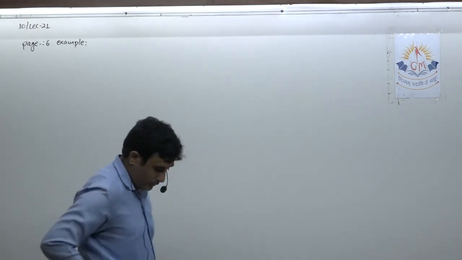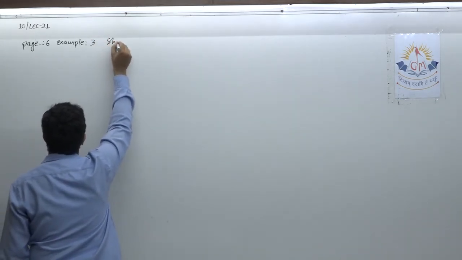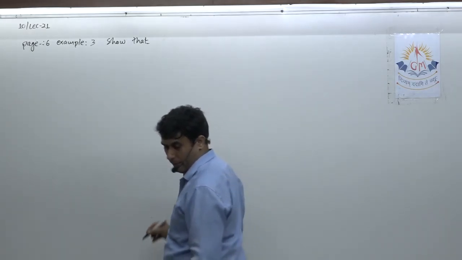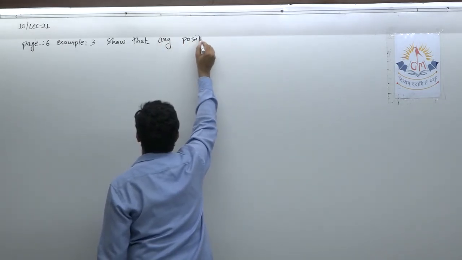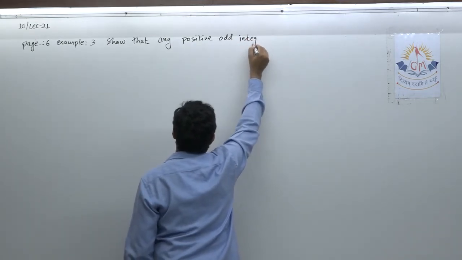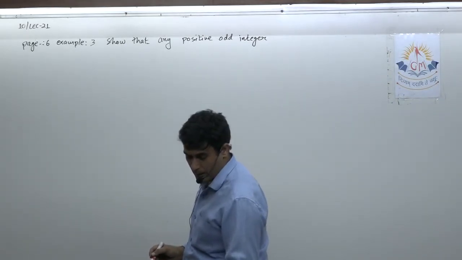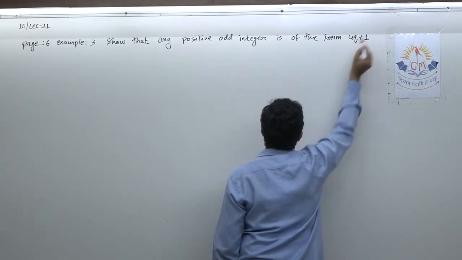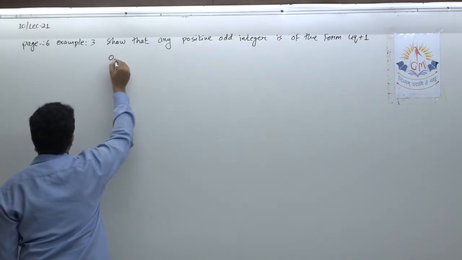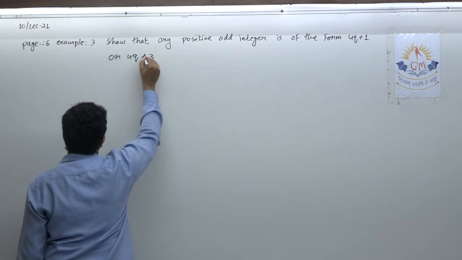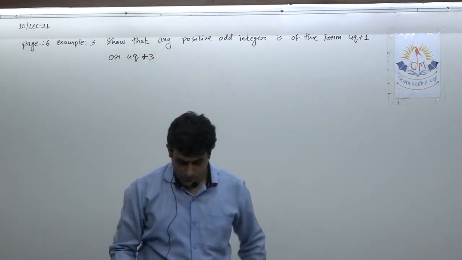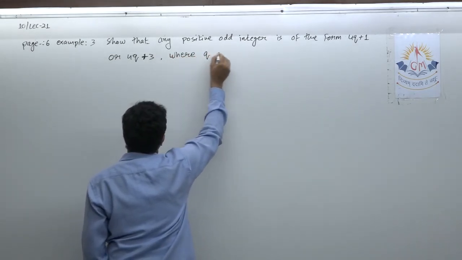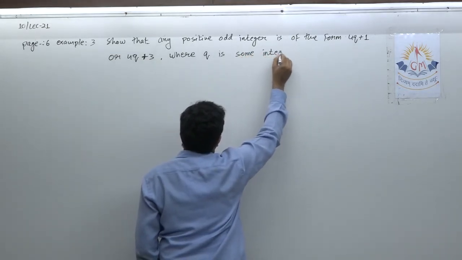Show that any positive odd integer is of the form 4q plus 1 or 4q plus 3, where q is some integer.